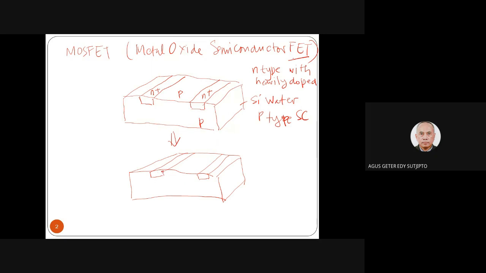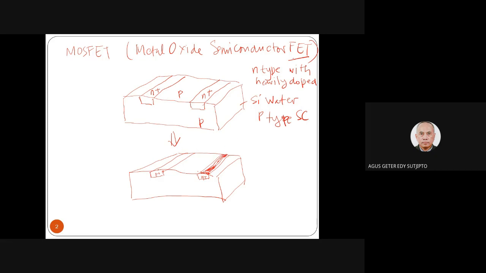In order to connect to the source of energy or battery, or to apply the electric field, we will put the metal. For example, this is N, heavily doped N type, and then on top of this we make a metal. So we connect with the metal here, like this one. So this is a metal on top of N.